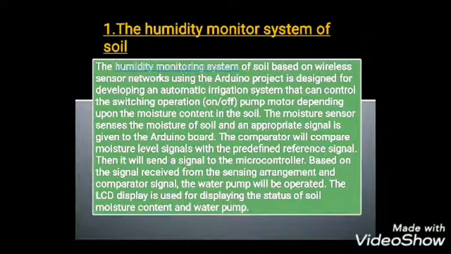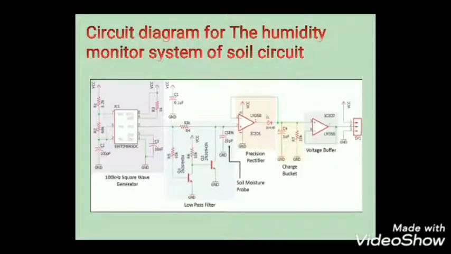The humidity monitoring system of soil based on wireless sensor networks using the Arduino project is designed for developing an automatic irrigation system that can control the switching operation of the pump motor depending upon the moisture content in the soil. The moisture sensor senses the moisture of soil and an appropriate signal is given to the Arduino board. This is the circuit diagram for the humidity monitor system of soil.